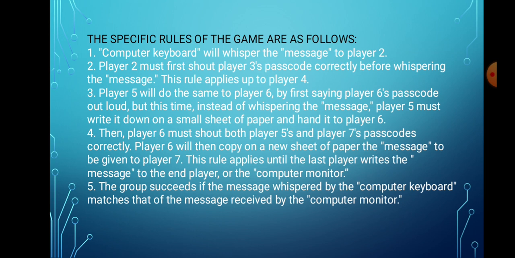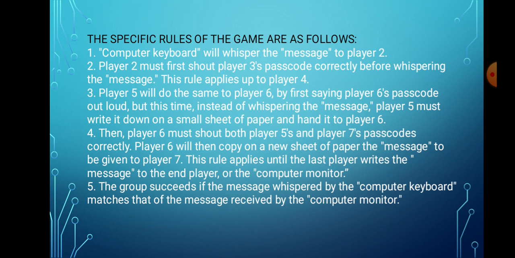The specific rules of the game are as follows. 1. The computer keyboard will whisper the message to player 2. 2. Player 2 must first shout player 3's passcode correctly before whispering the message. This rule applies up to player 4. 3. Player 5 will do the same with player 6 by first saying player 6's passcode out loud, but this time, instead of whispering the message, player 5 must write it down on a small sheet of paper and hand it to player 6.